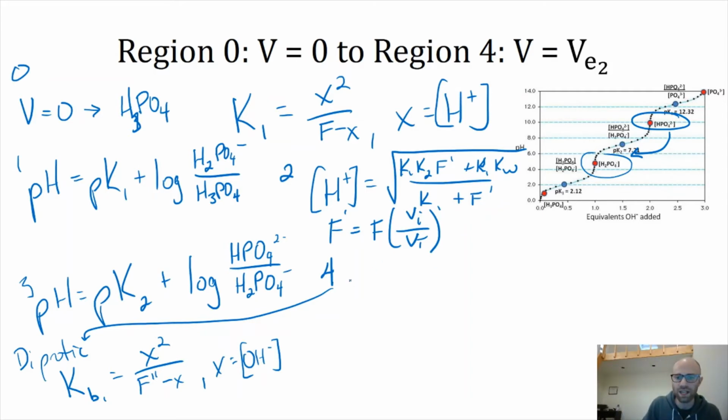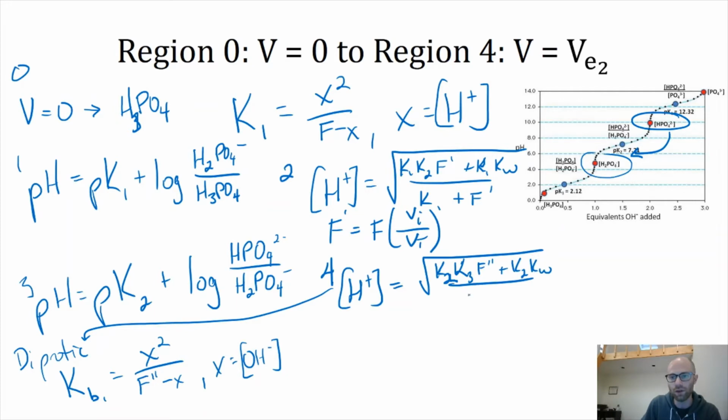So in this case, we would say that the H plus concentration would be equal to the square root of K3 F double prime plus K2 KW over K2 plus F. For sufficiently large F values, if K3 F double prime is greater than KW, that goes to 0. If K2 is sufficiently smaller than F, that goes to 0.